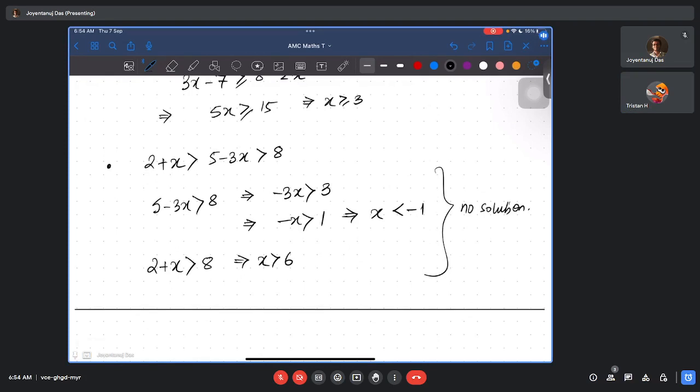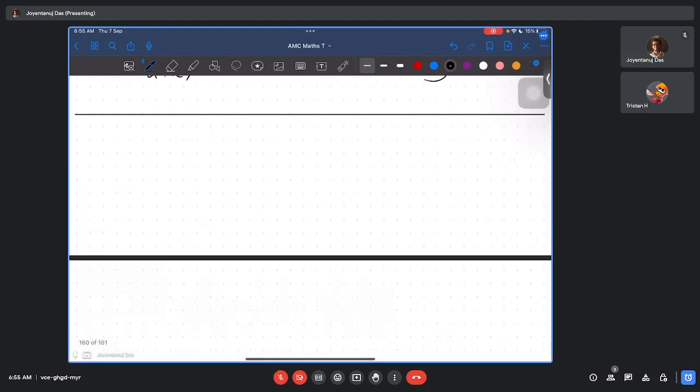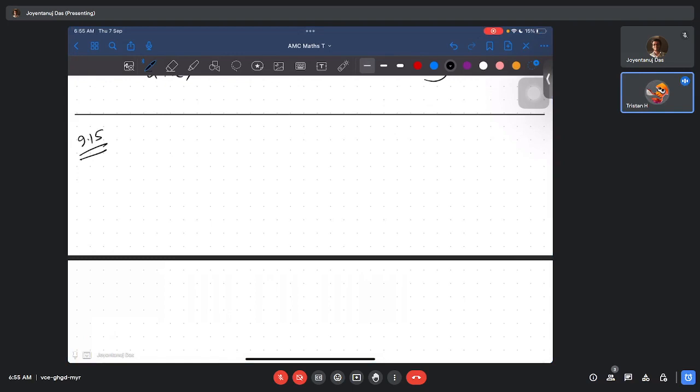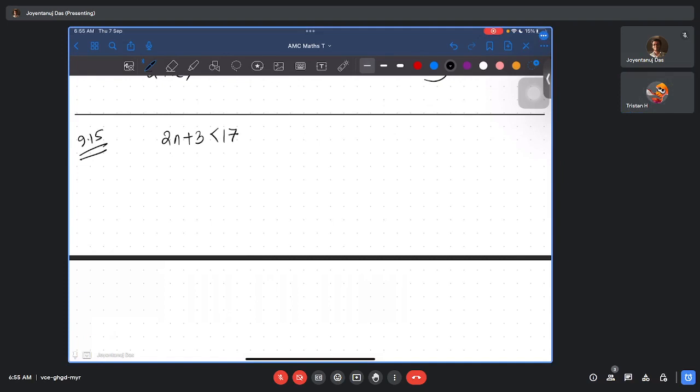So next one is actually a word problem, but that is simple. This is 9.15. I'm thinking of a number. Three more than twice my number is less than 17, but at least minus 1, right? So it is 2n plus 3, suppose my number is n. This is less than 17, and this is greater than or equal to minus 1. If my number is an integer, what are the possible numbers?